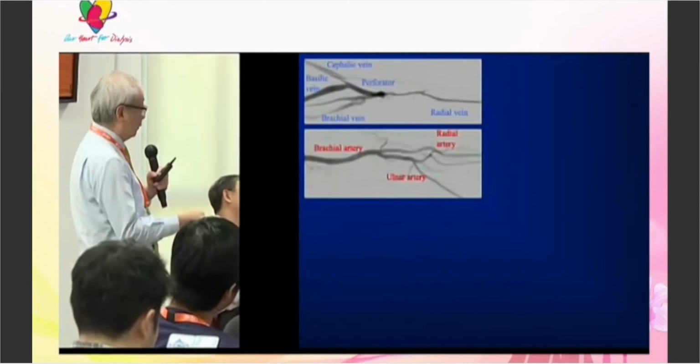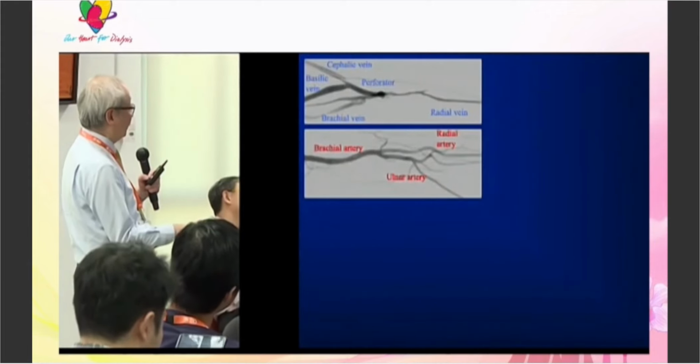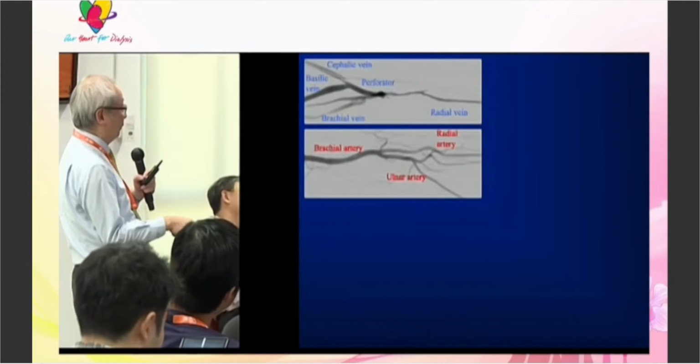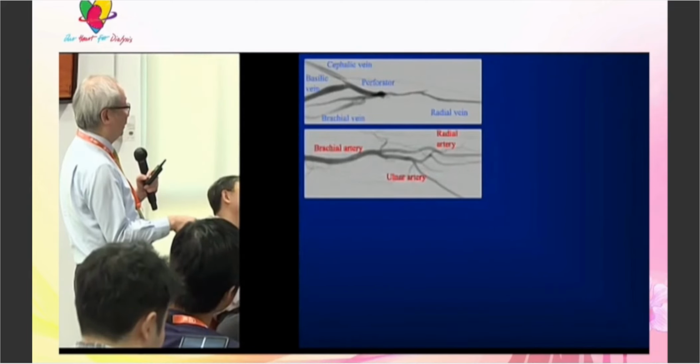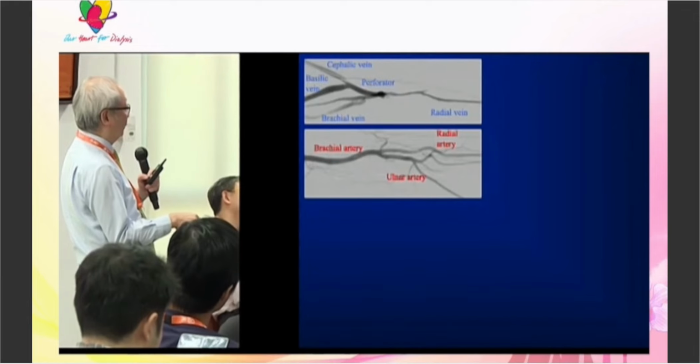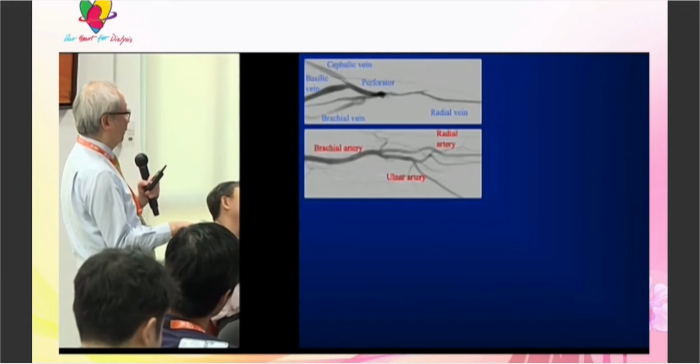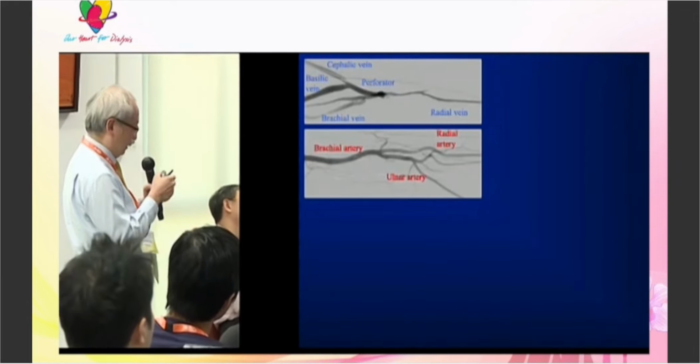Okay, so oftentimes we do the venogram and the angiogram in the same position. And here we would want to create the endo-AVF below the level of the perforator. So either here on the radial artery or on the ulnar side.